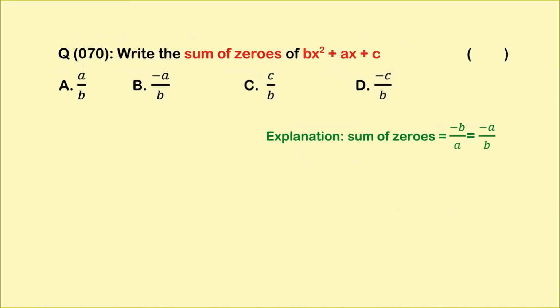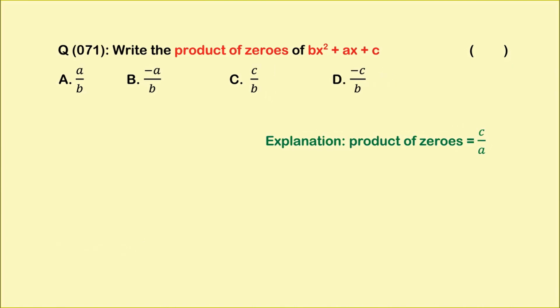Question number 70. Write the sum of the zeros of bx square plus ax plus c. Here if you compare with the standard form equation ax square plus bx plus c, the sum of the zeros is minus b by a. So in the given expression, the b value is a and the a value is b, so the answer is minus a by b. So the right answer is b, minus a by b.